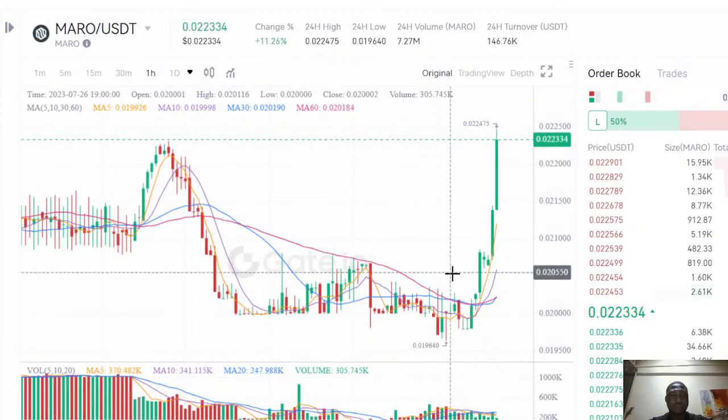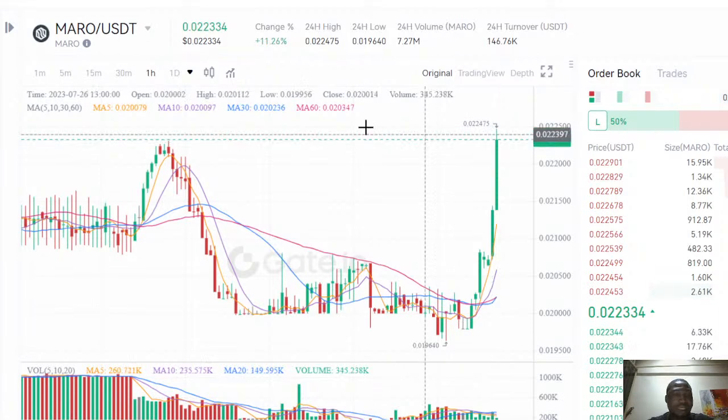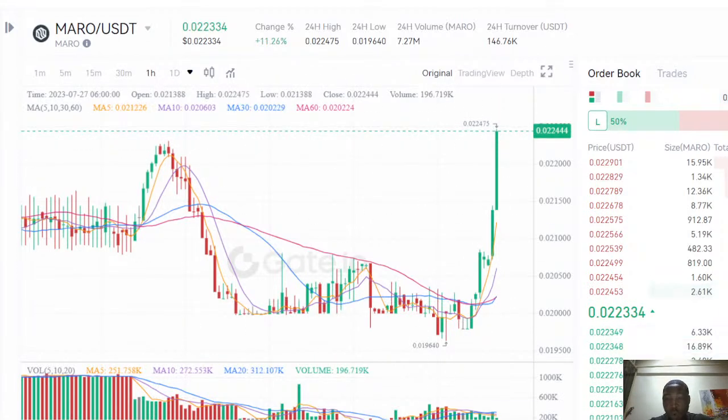Now, what other thing? Let's go back to the market itself. You can see this push we've gotten here. We are still seeing more push in the market space over time. That means the market is still doing well. Let's go back to TradingView to get more analysis.